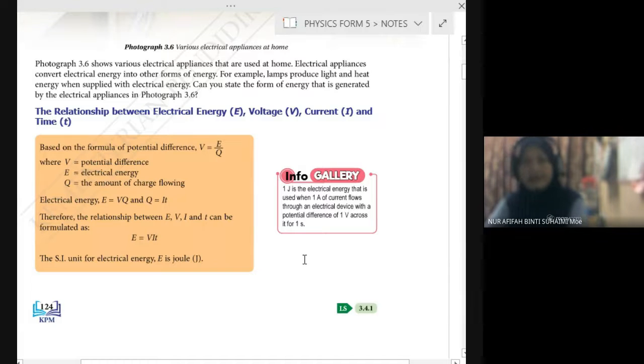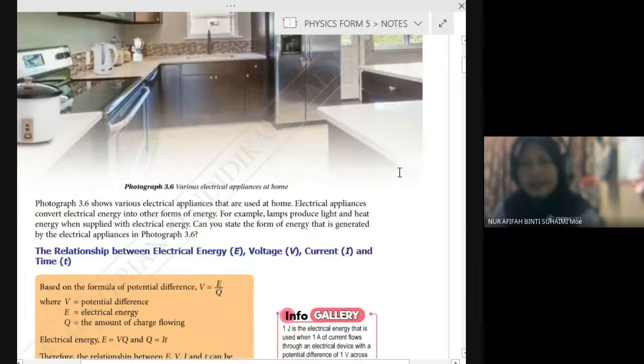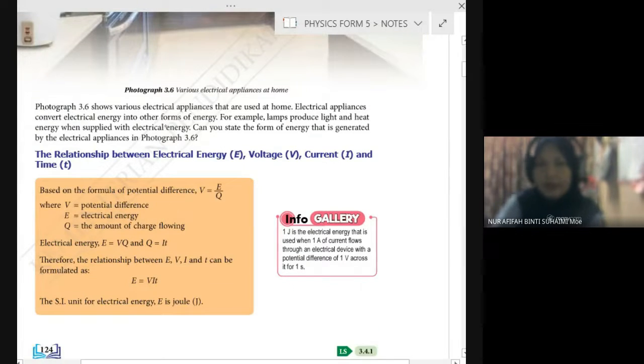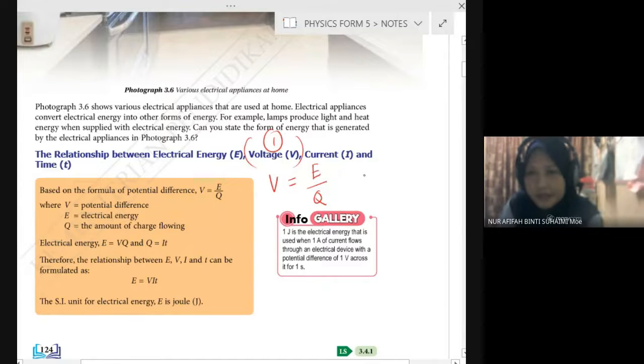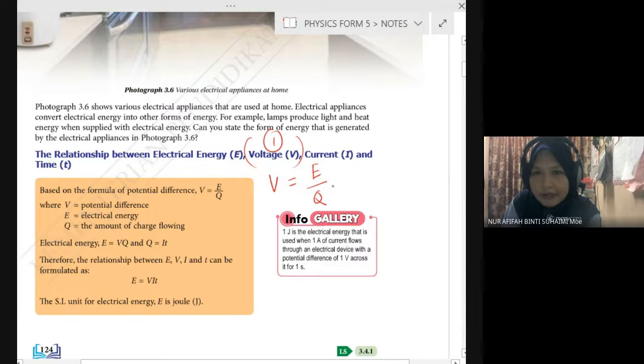Okay, we look at the relationship between electrical energy, voltage and current. So we take the voltage first. Number 1, potential difference. We know that V equals E over Q. How much energy or work to move 1 coulomb of charge in a conductor. This is potential difference between 2 points. The whole circuit is for EMF.